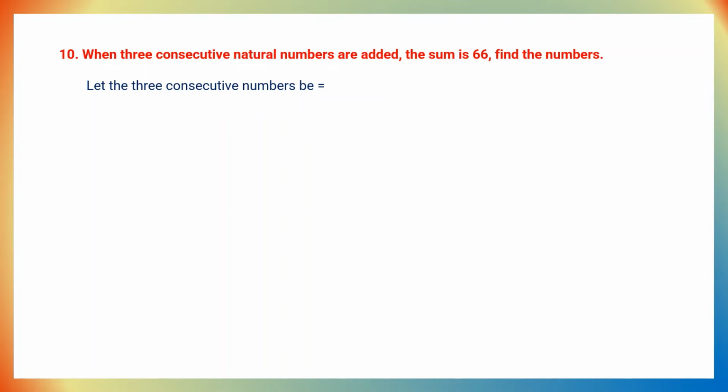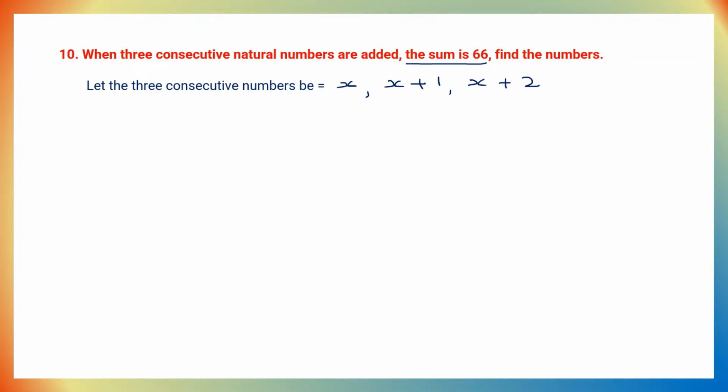Question 10. When three consecutive natural numbers are added, the sum is 66. Find the numbers. So let the three consecutive numbers be: the first one will be x, the second one will be x plus 1, the third one will be x plus 2. Now the sum is 66.